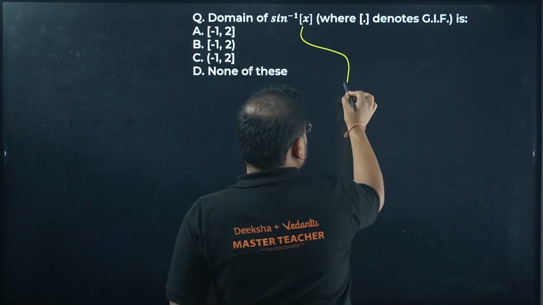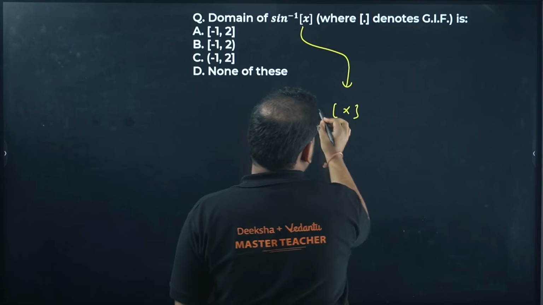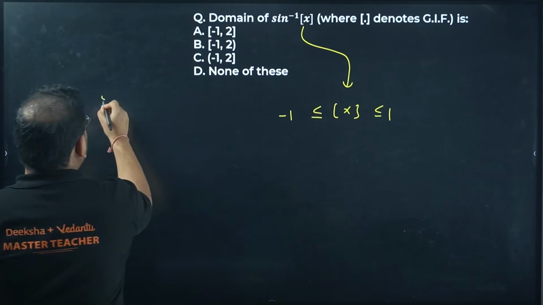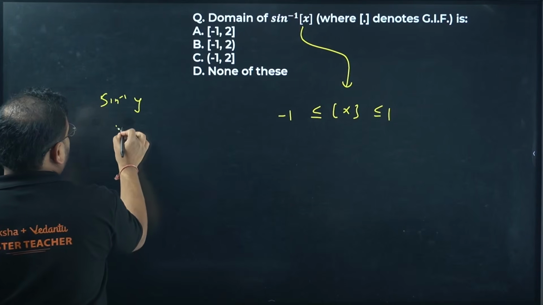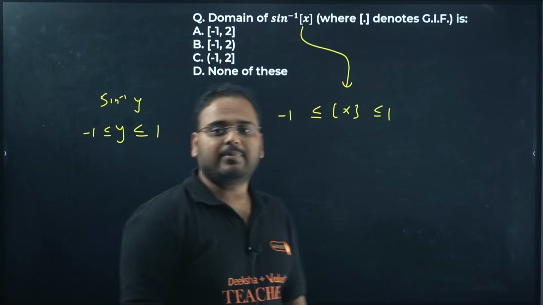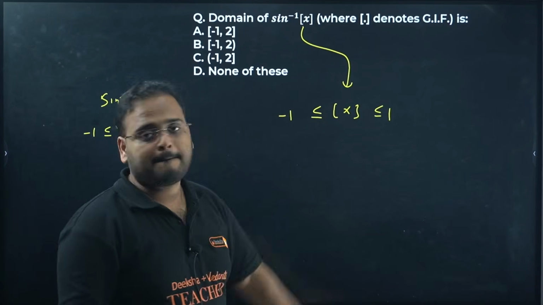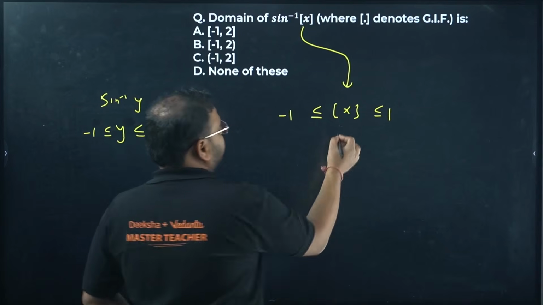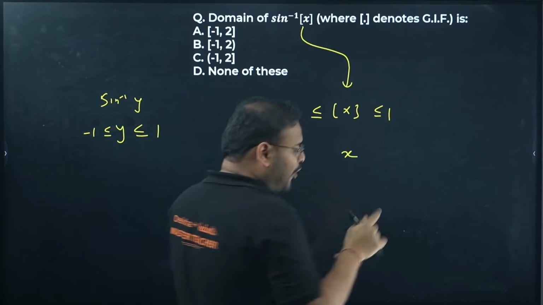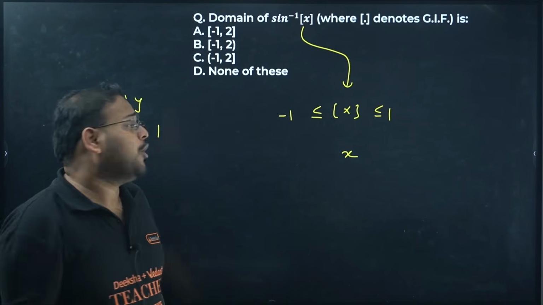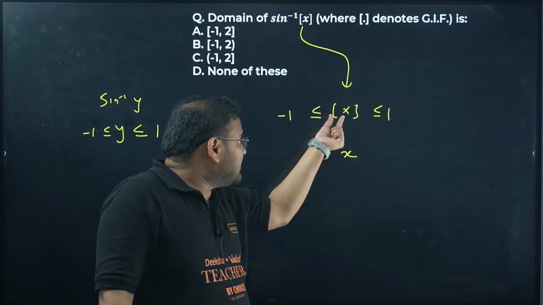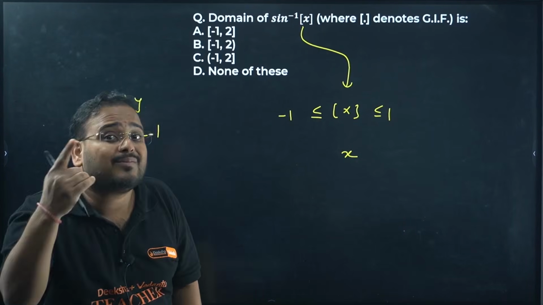Domain of sine inverse of GIF of x is what? Check here. This will be always from where to where? Minus 1 to 1. Because if I take sine inverse of y, it ranges from where to where? Minus 1 to 1. Domain is minus 1 to 1. So same question concept I have applied over here. Now, think about it. For what value of x, listen to me very carefully, will this upper limit be only 1, not more than that?